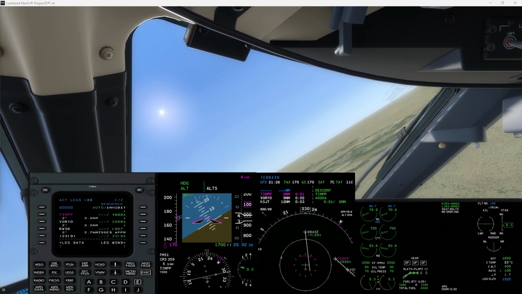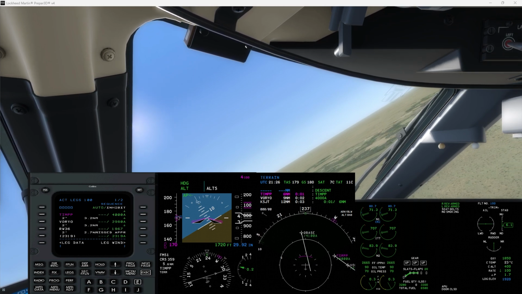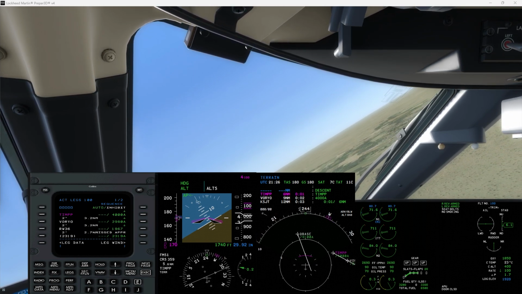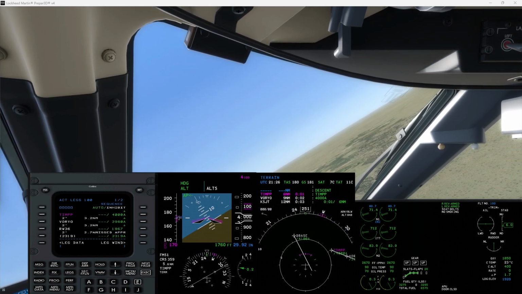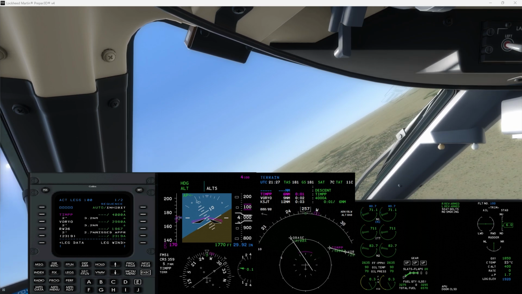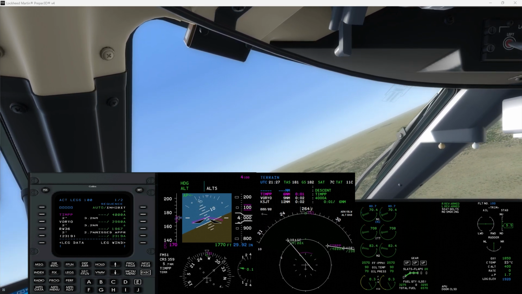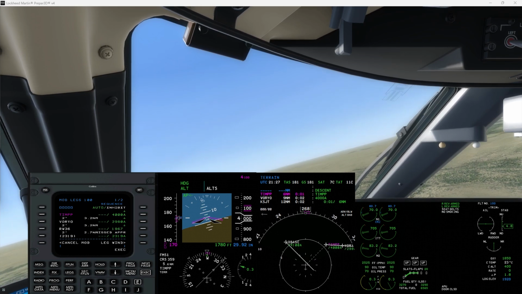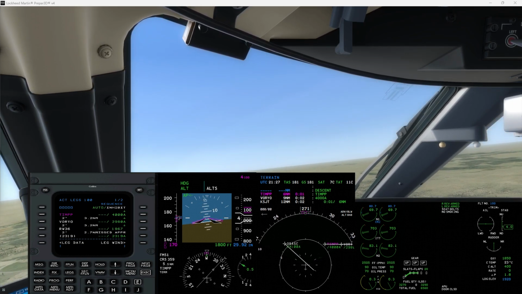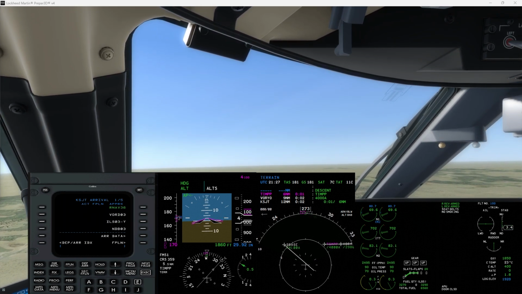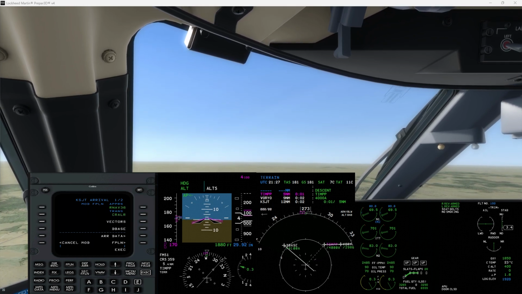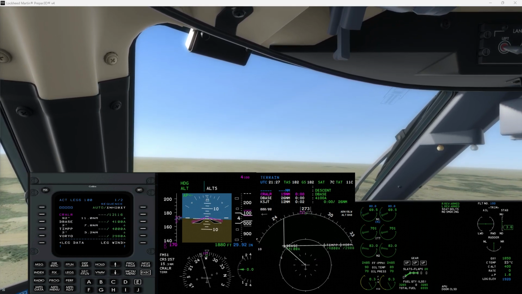And as I get close, I could make my turn for the final, and I can re-engage the nav mode, and I can use my RNAV approach as a backup for the visual approach. So there you have it for the outstation.